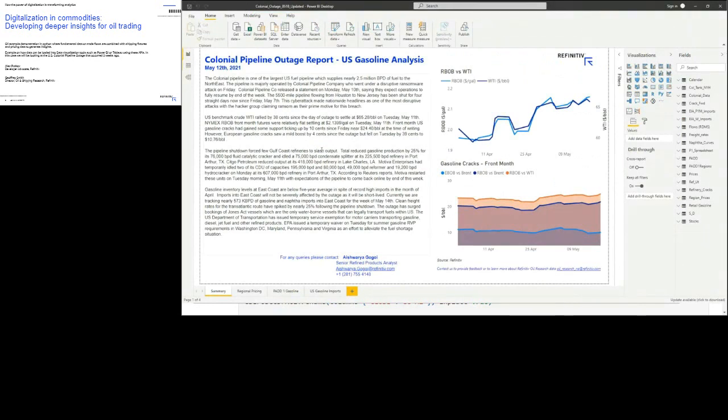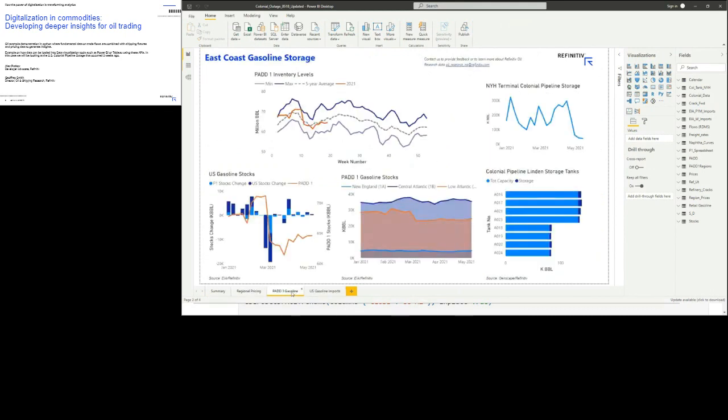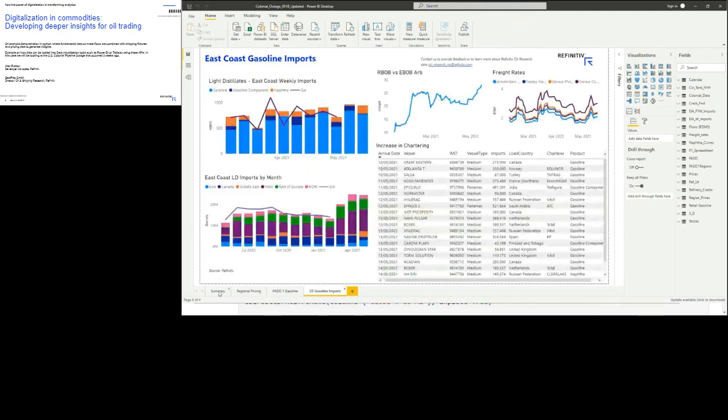So this is the actual report that we published on May the 12th. You can see it's structured as 4 sheets. We've got the summary sheet here, where we've got some commentary and the main prices. We've got some regional prices, some storage figures, and then finally some import-export values.